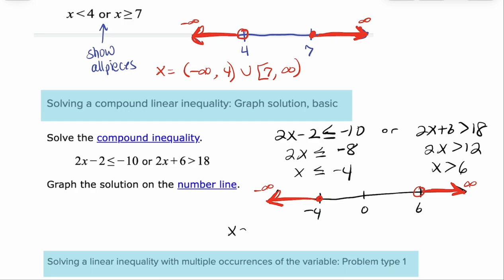So my interval's least value is negative infinity. I stopped at negative 4. I'm allowed to stand there. It had an equal to, so put a bracket. And then we have our union symbol because there's a little gap there, and I need to indicate that I can have this piece or I can have that piece, doesn't matter. My next piece almost starts at 6 and then can keep going to infinity. So there is an example of a basic compound inequality with an or between it.